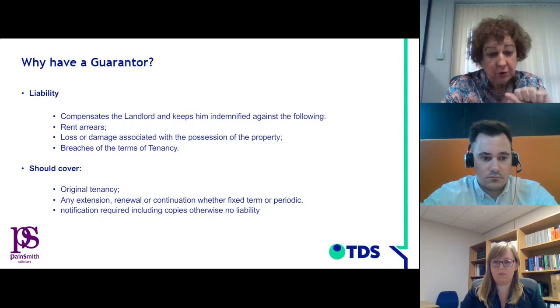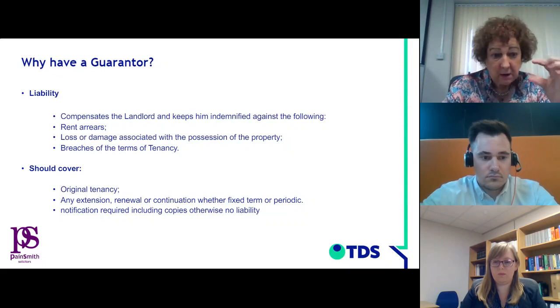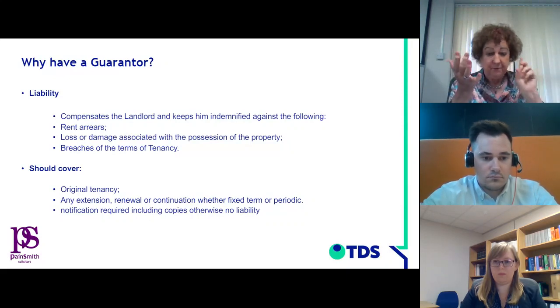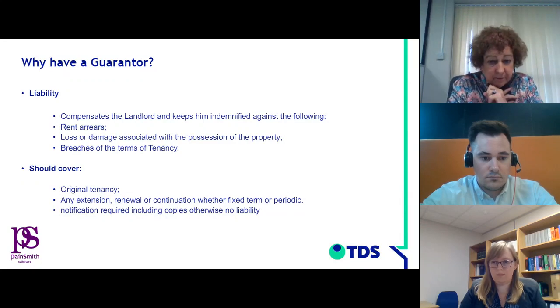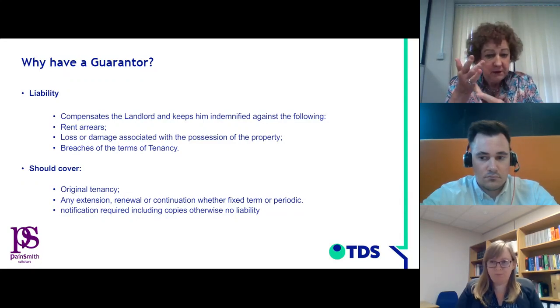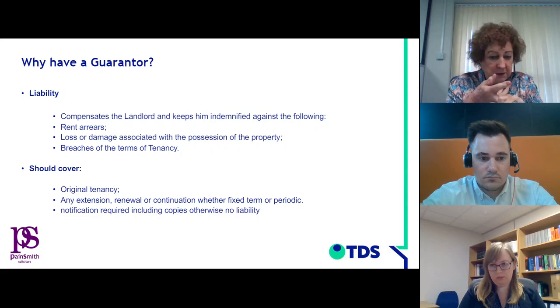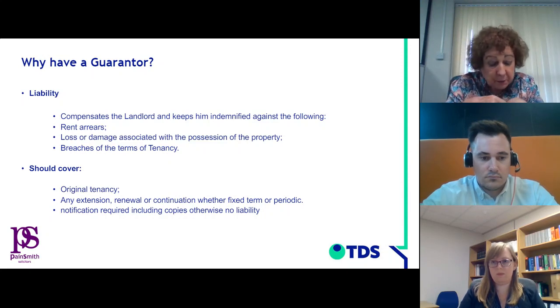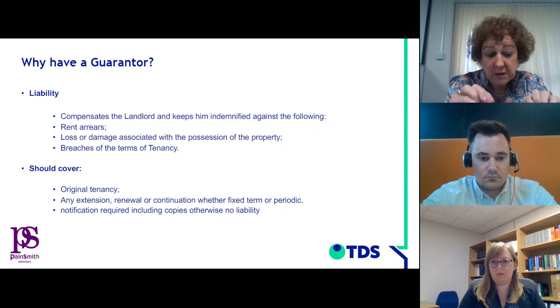You need to make sure you're covered. So go back now and look at your guarantee. Is it for everything? Rent arrears, damage, breach of the tenancy? Is it not just for the fixed term, but any continuation whatsoever, as long as anybody forming that tenant remains in the property? And listen to the words I said, everybody forming that tenant.